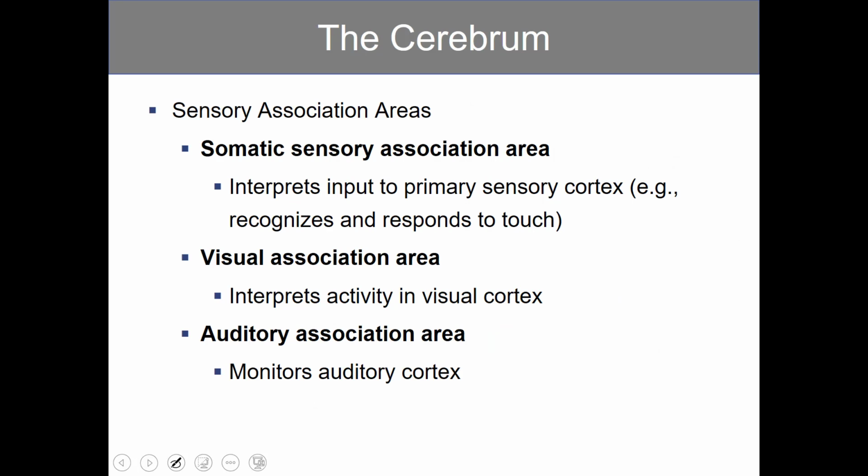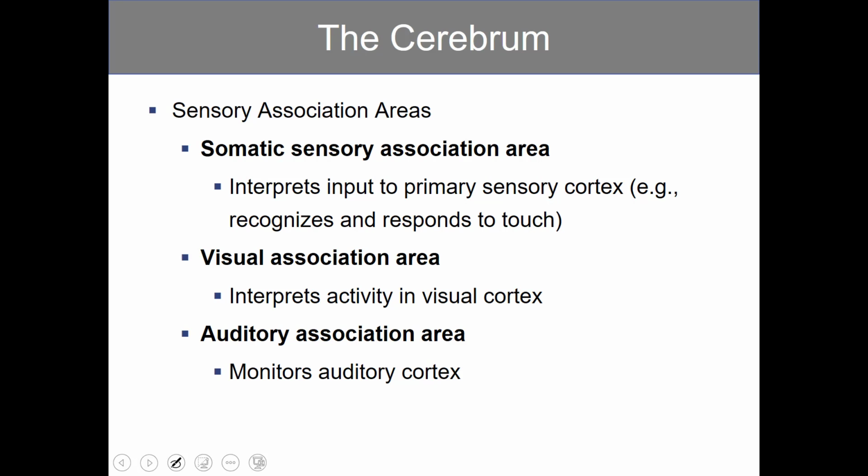Somatic sensory association areas interpret input to the primary sensory cortex that recognizes and responds to touch. The visual association area interprets activities within the visual cortex. Auditory association area monitors auditory cortex.